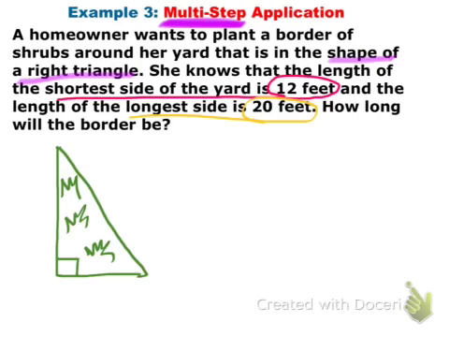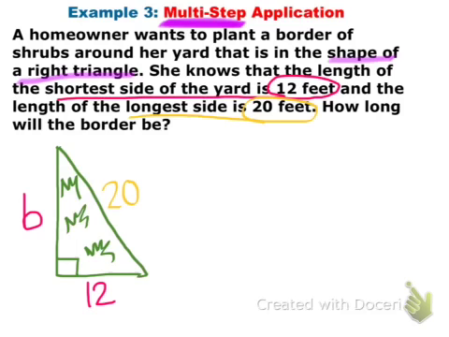So she knows that the length of the shortest side, so we know that this is our A and B, and then our longest side is over here, C. A and B are going to make up our two short sides connected to our right angle. So for our shortest side, it's 12. And then they also tell us that our longest side, our C, is equal to 20 feet. So the one that we're missing is our B.